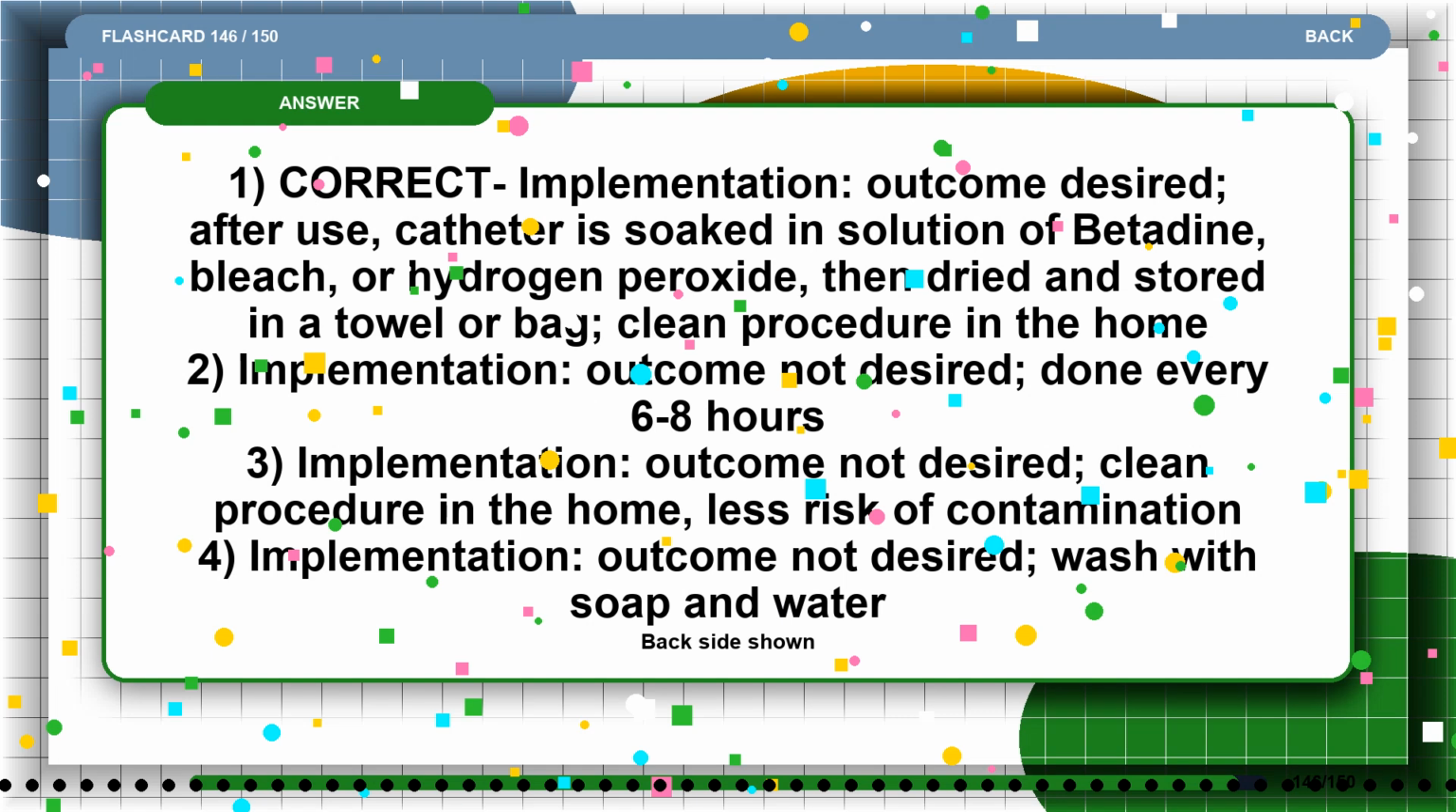The answer is 1. Correct implementation. Outcome desired. After use, catheter is soaked in solution of betadine, bleach, or hydrogen peroxide, then dried and stored in a towel or bag. Clean procedure in the home. 2. Implementation. Outcome not desired. Should be done every 6-8 hours. 3. Implementation. Outcome not desired. Clean procedure in the home. Less risk of contamination. 4. Implementation. Outcome not desired. Wash with soap and water.